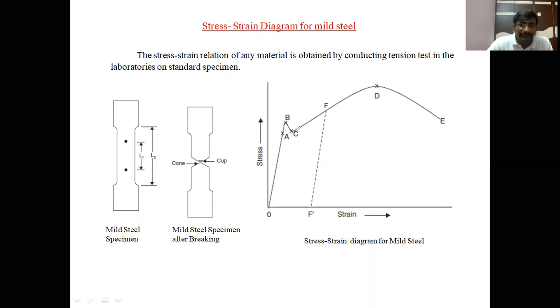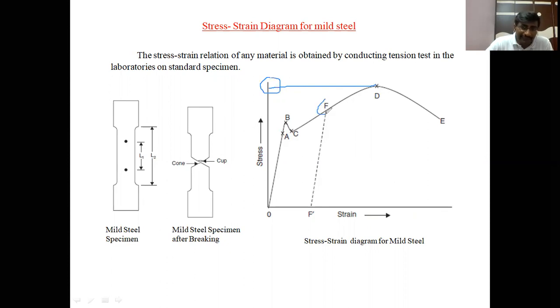Beyond C, by applying the load on the specimen, up to point D the stress enormously increases along with the strain. At this point D, the stress is called the ultimate stress or maximum stress.